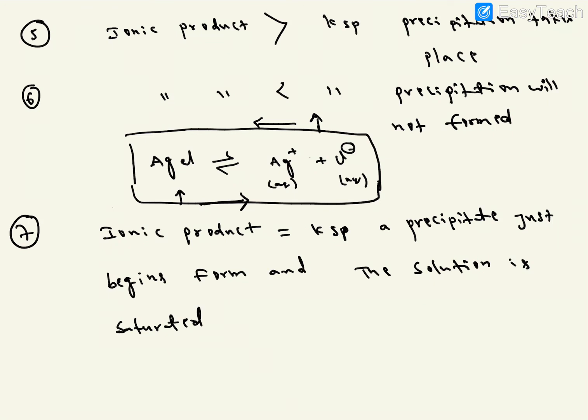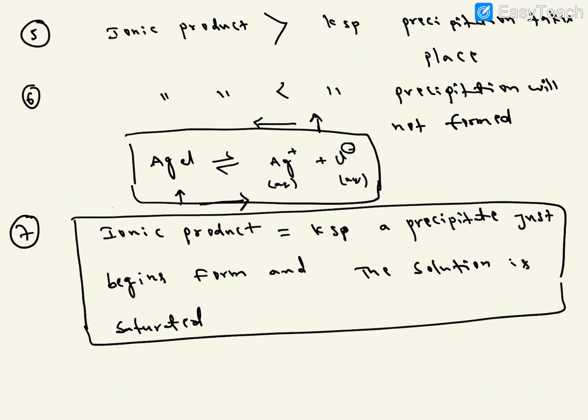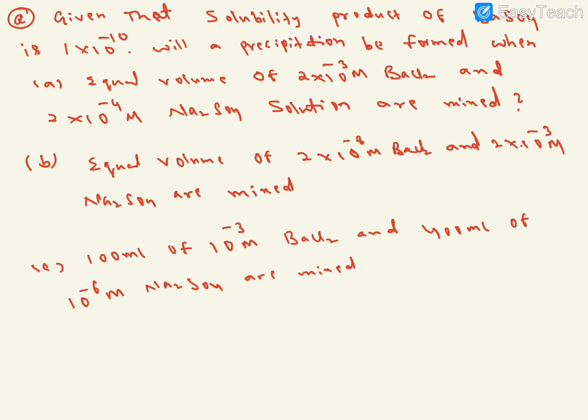Actually here, we can say that the solution is at a critical stage, right? When the precipitate is just beginning, but it's not formed yet, right? It is just beginning to form a precipitate. After that the precipitate will appear. So this is the relation between the ionic product and the solubility product, right? I hope it is clear, right?